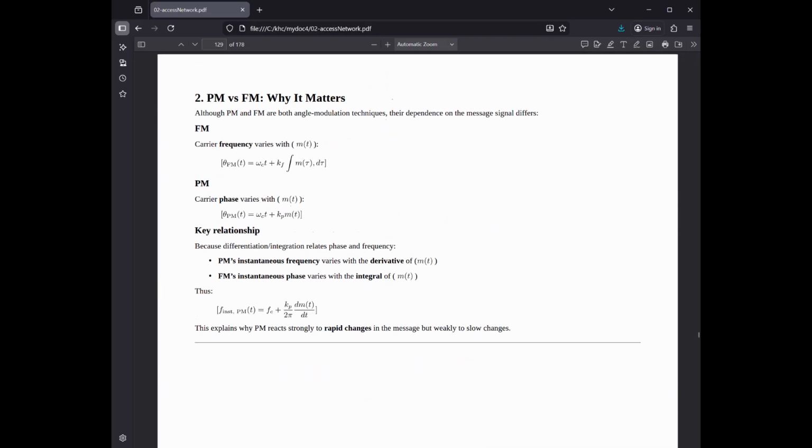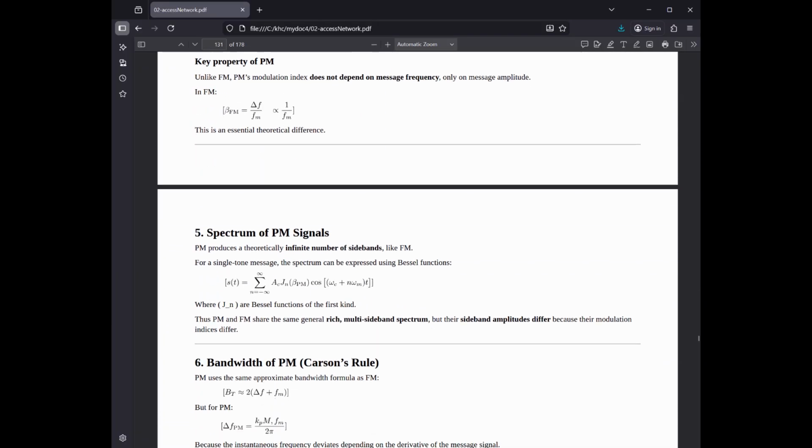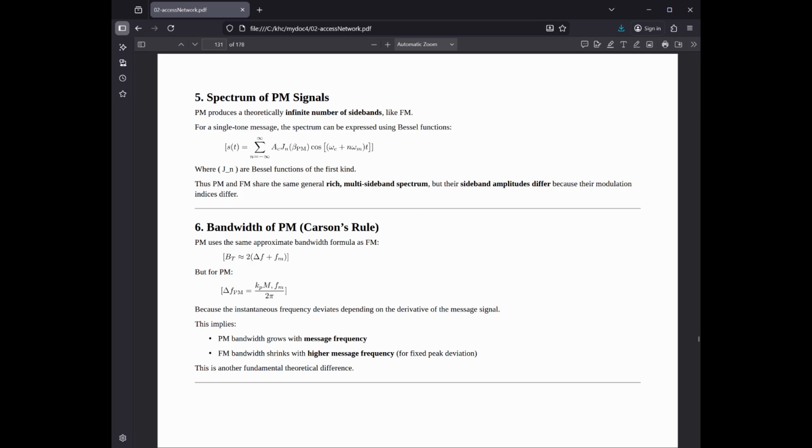Summary comparison. Feature: AM spectrum versus PM spectrum. Number of sidebands: exactly 2 for AM, theoretically infinite for PM. Sideband spacing: fm for both. Sideband amplitude: linear for AM, nonlinear, Bessel, for PM. Total power: increases with modulation for AM, constant for PM.